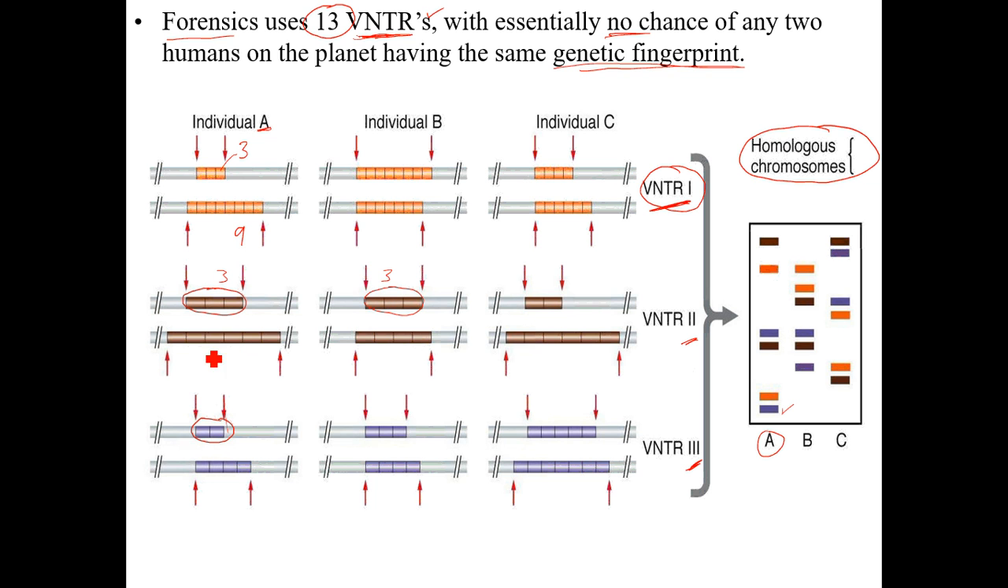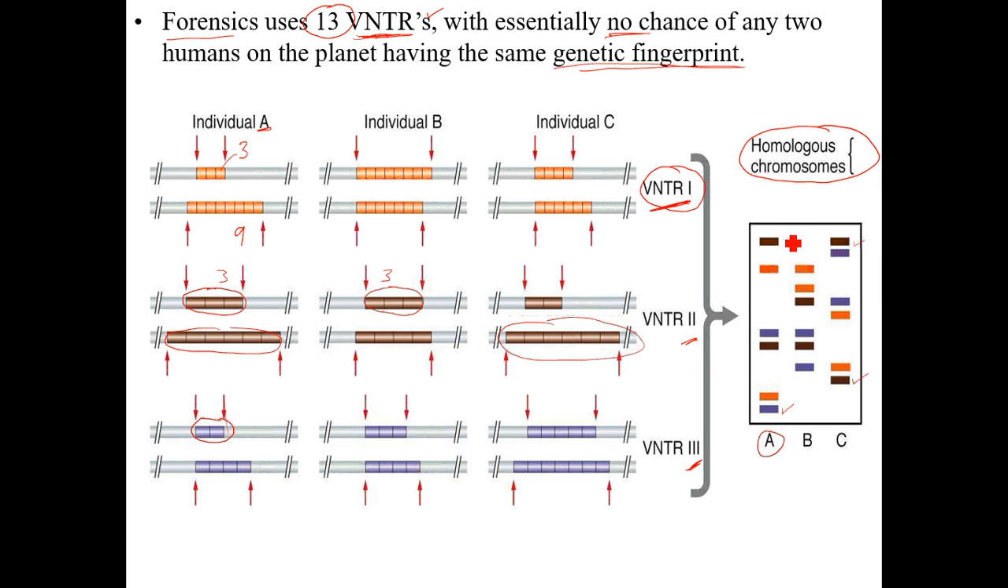Which one is the biggest? This one right here is the biggest, and that's the one that ends up at the top. If we do the same thing, let's take a look at individual C. We can see that this one here looks like the shortest, and that's this one right here. And the longest one looks like it's the same as individual A, and that's the one at the top here.